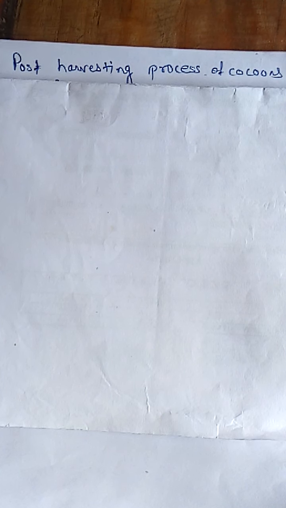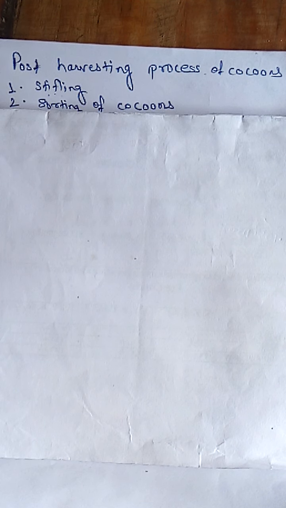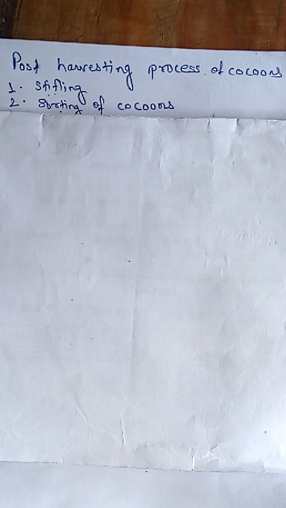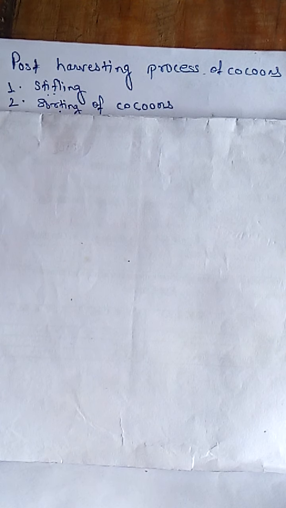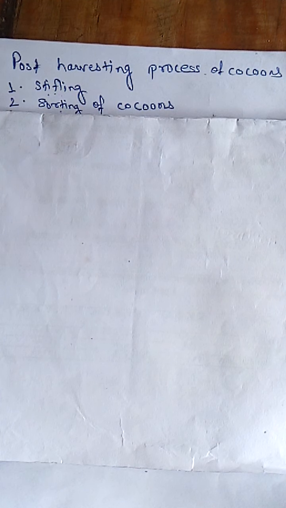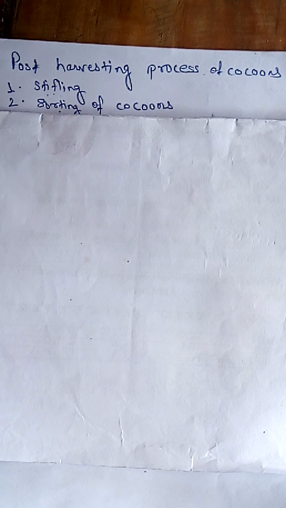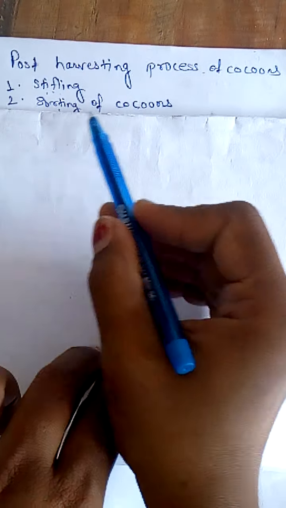Welcome back, students. In the last video we discussed the post harvesting process of cocoons. In that we already studied two points: stifling and the sorting of cocoons. In stifling we studied three different methods: sun drying, steam stifling and hot air stifling. The second step is the sorting of the cocoons.